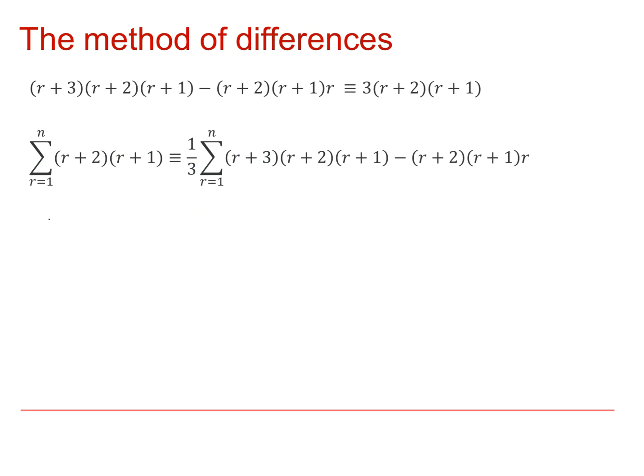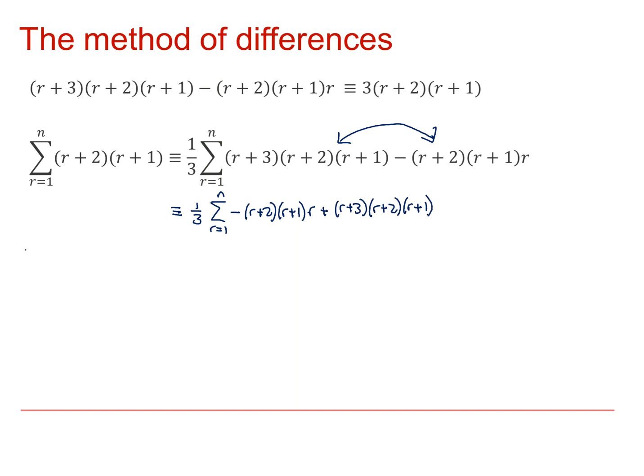You'll need to write out a few terms at the beginning of the sum to see what's happening with the pattern, and then a few terms at the end. With this one, the larger numbers come first, and so in order to be able to line it up, it's actually going to be easier if we look at it the other way round. So I'm going to rewrite this as 1/3 of the sum from r equals 1 to n of minus r plus 2, r plus 1, r plus r plus 3, r plus 2, r plus 1.